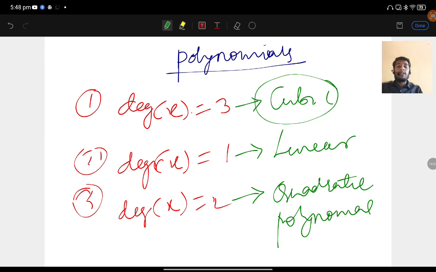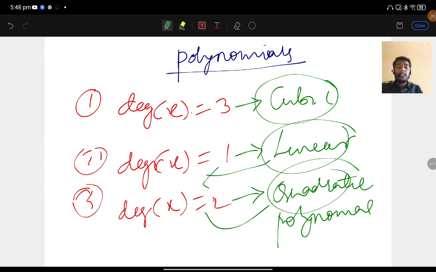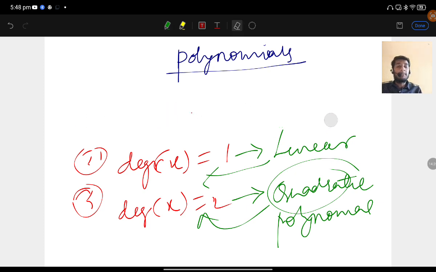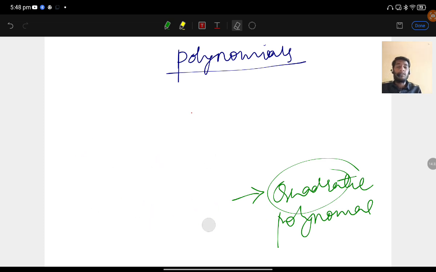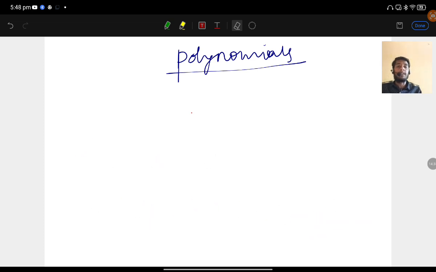One more time I will tell. Cubic means the polynomial whose degree will be 3. Linear means the polynomial whose degree will be 1. Quadratic means whose degree will be 2. These all are types of polynomials. Now I will tell some examples which are not polynomials.